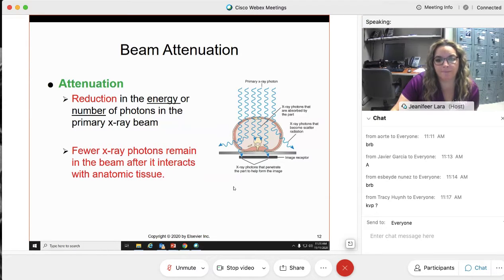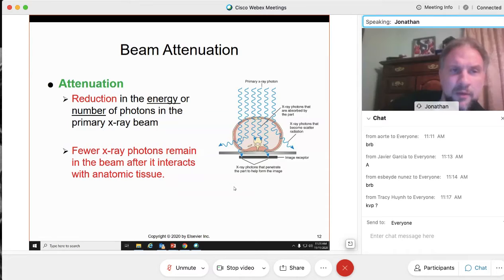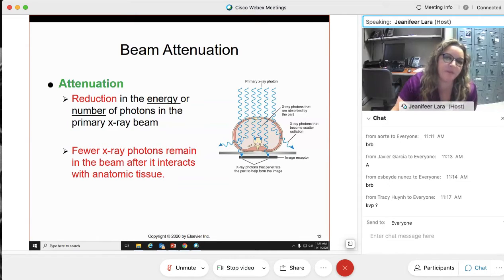Sure. Just to clarify, in the book, when it was talking about the remnant beam, it said the remnant beam consisted of transmitted and scattered photons. Is that correct? Mm-hmm. Okay, just wanted to make sure. It cannot be absorbed because absorbed photons got lost in the body.